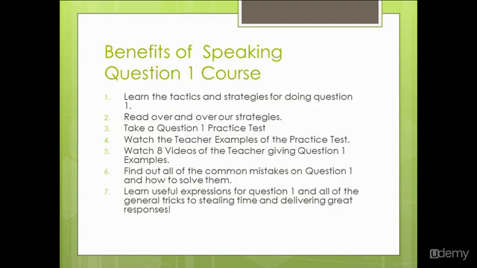Some of the benefits of a Speaking Question 1 course: You learn the tactics and strategies for doing Question 1. You can read over and over our strategies. You can take a Question 1 practice test. You can watch a teacher's examples of the practice test. You can watch 8 videos of the teacher giving Question 1 examples. Find out all the common mistakes on Question 1 and how to solve them.